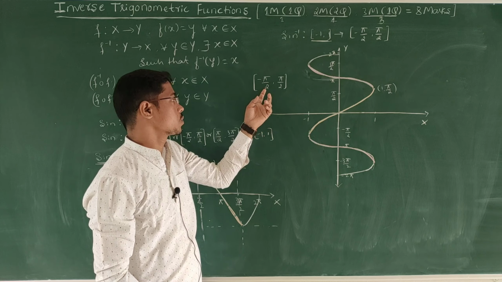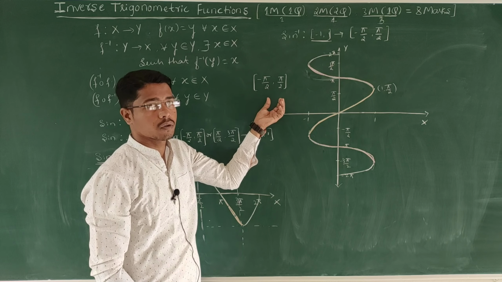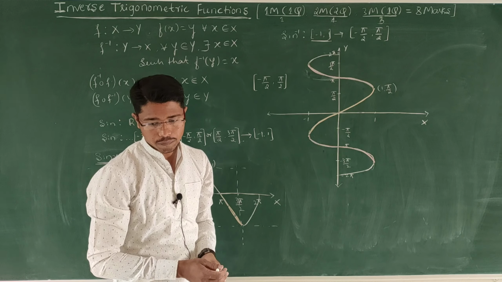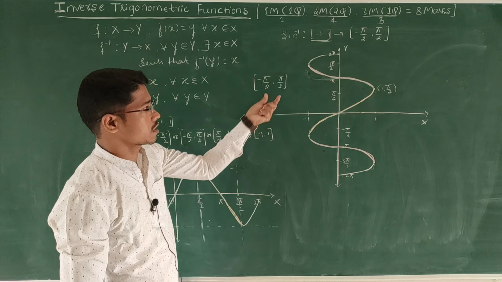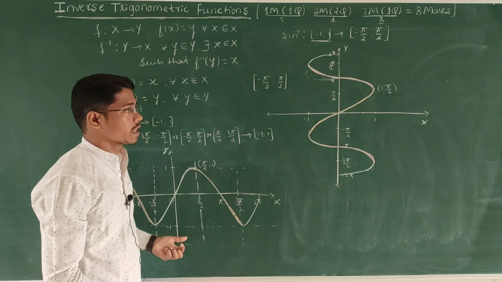At that time you should write the closed interval minus pi by 2 to pi by 2. So this is about the sine inverse, how it will exist. So simply it will exist.